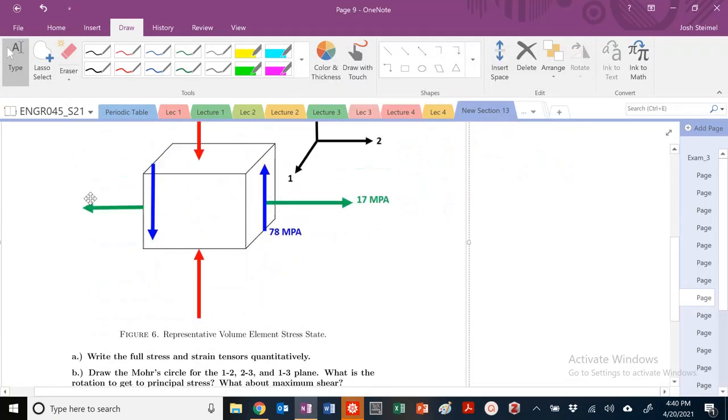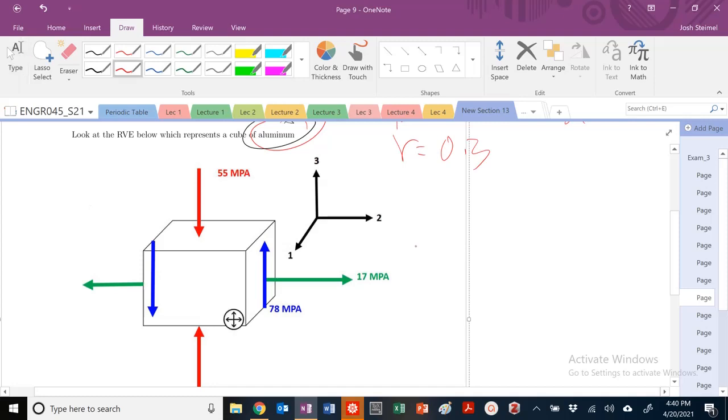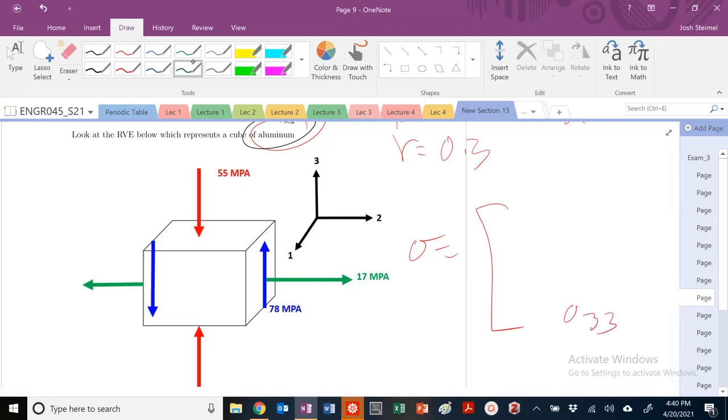Excellent. So let's look at the RVE below, and let's write out our stress tensor. Here we're going to have a sig 3,3, and that's going to be red. My green is going to be my sig 2,2. Not there, my sig 2,2 is going to be right here. So I've got a sig 3,3 that's compressive, negative. I've got a sig 2,2. I don't have a sig 1,1, so I'm just going to draw this as black 0.